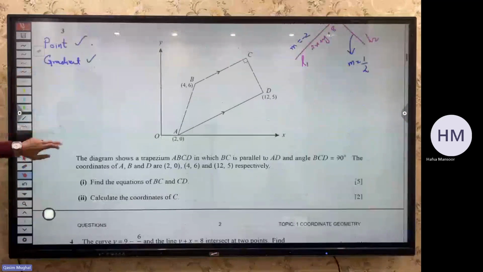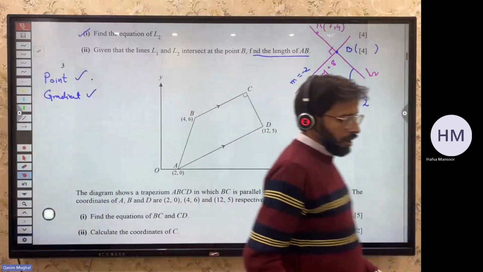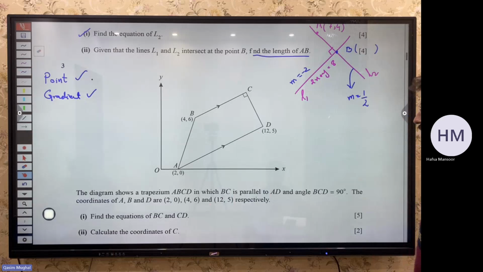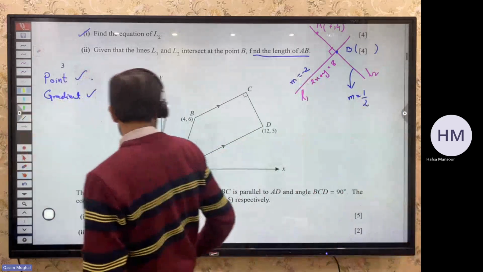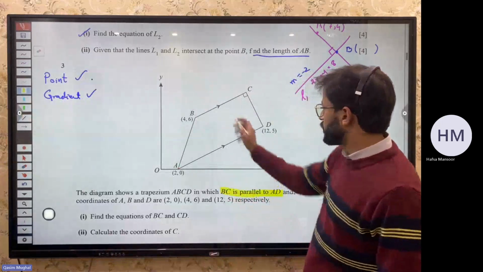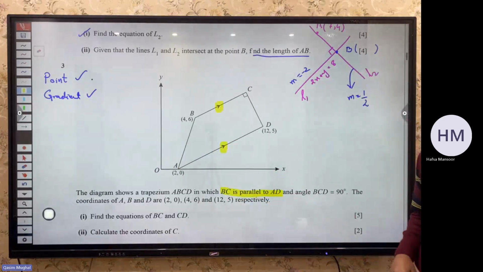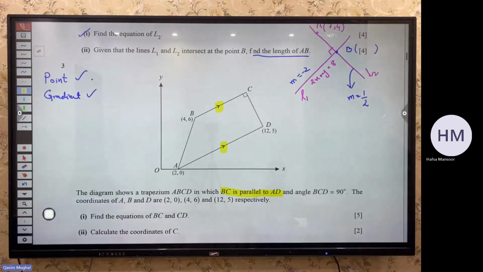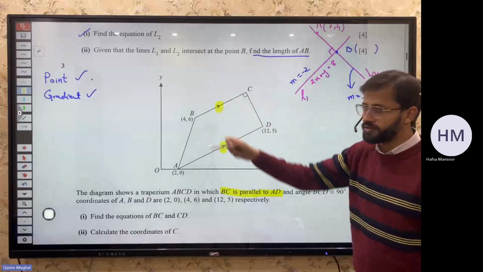Okay, question number 3. The diagram shows a trapezium. This is the trapezium here. The diagram shows a trapezium ABCD in which BC is parallel to AD. Now, this is very key information. Which two lines are parallel and which two lines are going to be perpendicular? BC is parallel to AD, as mentioned here. It's indicated in the diagram as well by the arrowheads that these two lines are parallel. And angle BCD is equal to 90 degrees. So basically, this line here is perpendicular to both of these.